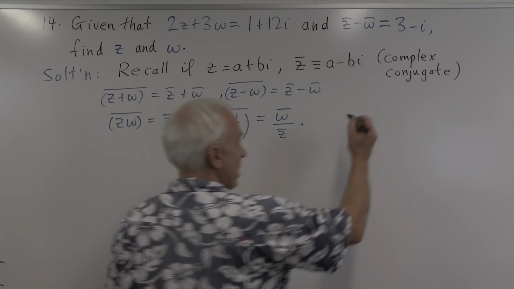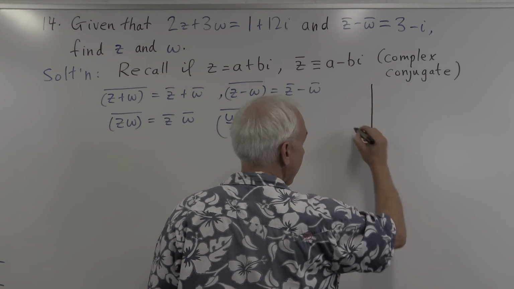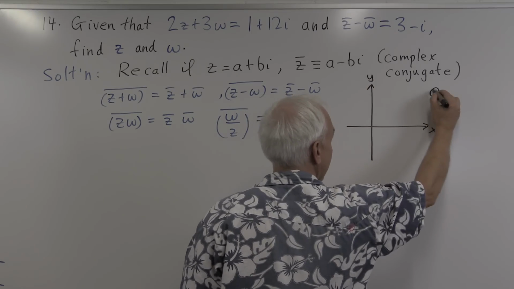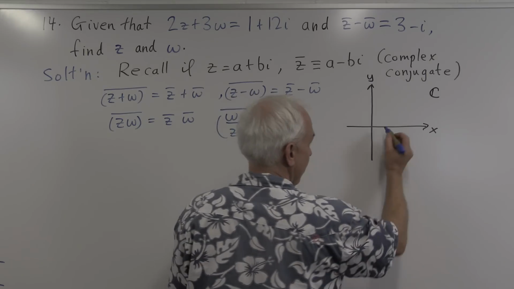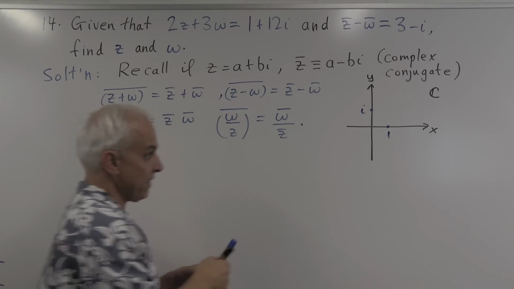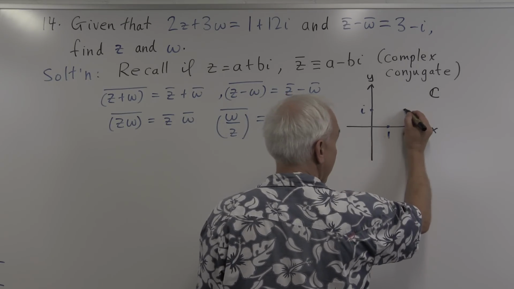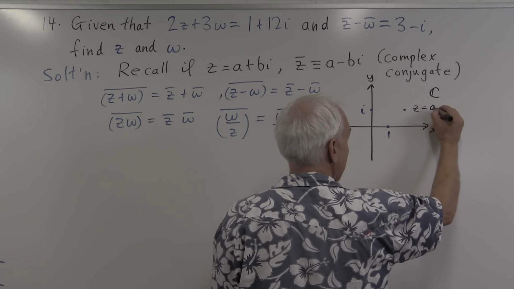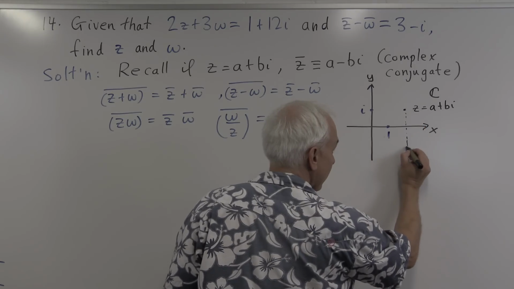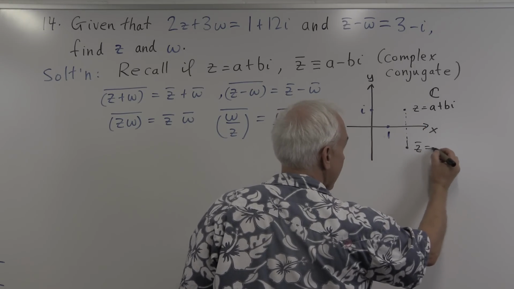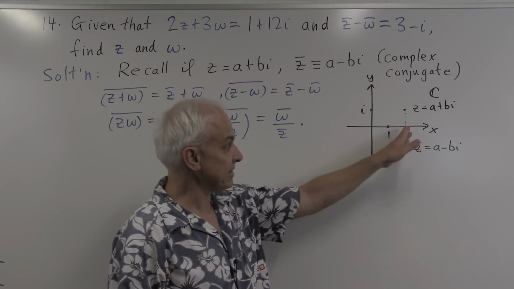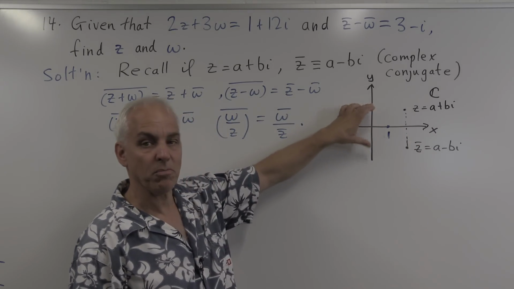And perhaps I should remind you also that pictorially in the complex plane, where we have a 1 here and an i here, real axis and imaginary axis, if we have some complex number z equals a plus bi there, then its complex conjugate is essentially the reflection in the x-axis. So the x component a stays the same, but the y component b negates.